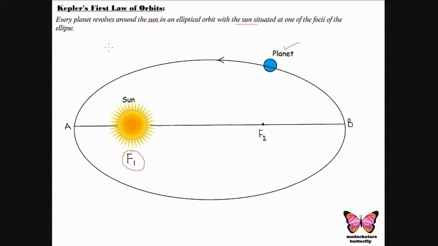It says that when the planet is near to the Sun, the speed of the planet is maximum, whereas when the planet is far away from the Sun, the speed is minimum. That's all this law says.